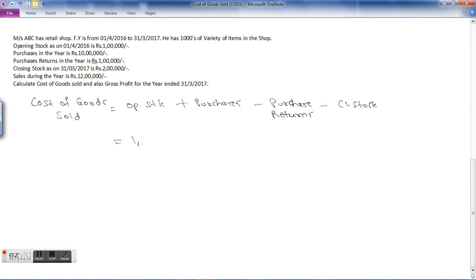1 lakh plus purchases 10 lakh minus purchase return, again 1 lakh, closing stock 2 lakhs. Okay, so 1 lakh plus 10 lakhs is 11 lakh, minus 1 lakh, again 10 lakh, minus 2 lakh, you get cost of goods sold as 8 lakhs.